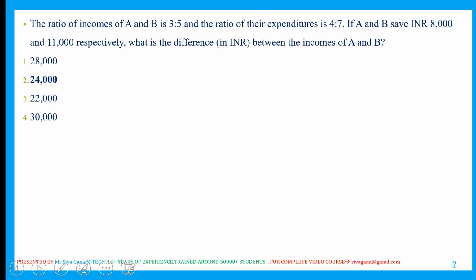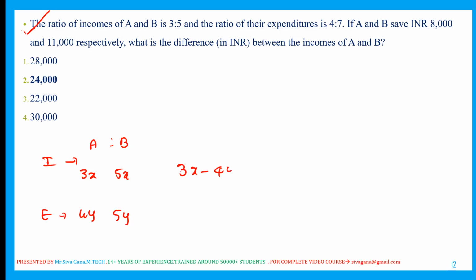The ratio of income of A and B is 3:5. So let us say the income of A and B is 3x and 5x. Very easy question. Similar questions I explained in my video course as well as in the books I have written. Let us say the expenditures are in the ratio 4:7, so 4y and 7y. Income minus expenditure gives the saving.